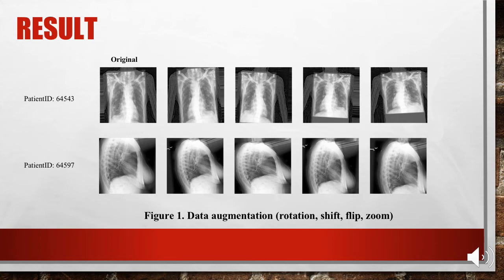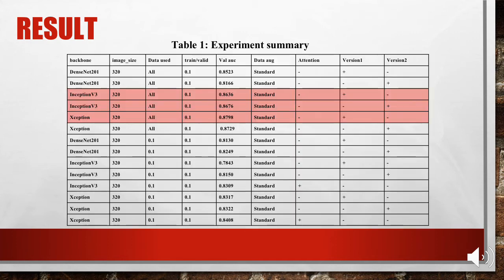Here we randomly sampled images from 2 patients. The first column are the original images, and the rest are 4 showing the data augmentations we've used during the training. There are rotation, shift, flip, and zoom. The data augmentation looks pretty reasonable.